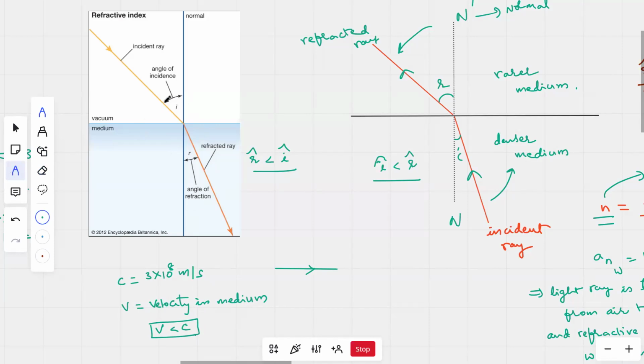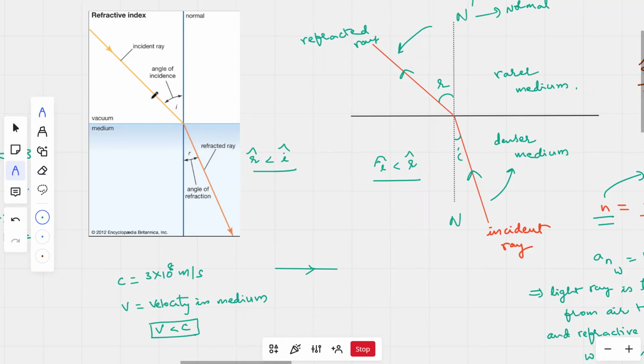Understood? So the angle which the incident ray makes with the normal is called the angle of incidence. And the angle which the refracted ray makes with the normal is called the angle of refraction. The ray which strikes the interface is called the incident ray, and the ray which undergoes the refraction is called the refracted ray.